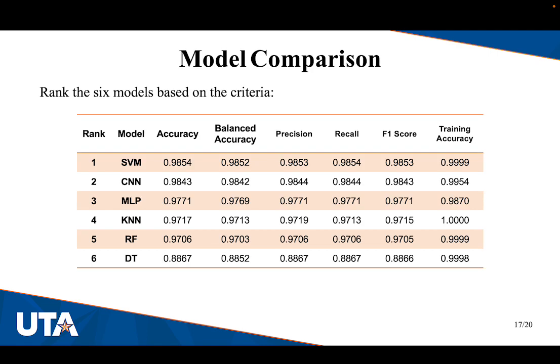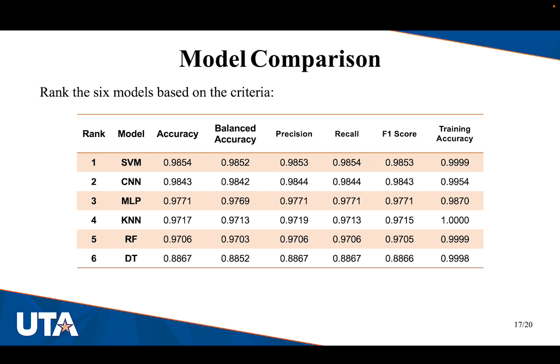high accuracy. We compare the results of these models based on 6 criteria: accuracy, balanced accuracy, precision, recall, F1 score, and training accuracy. I also show the confusion matrix for each of these models. The confusion matrix can help us see the performance of each model better, because we can see the performance visually.